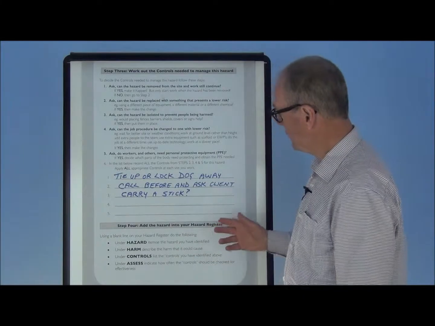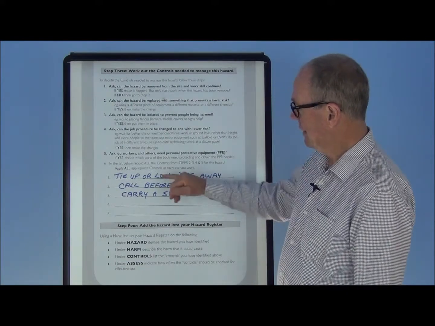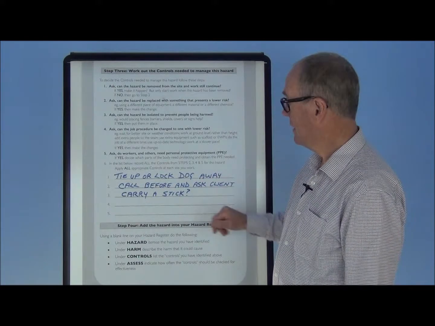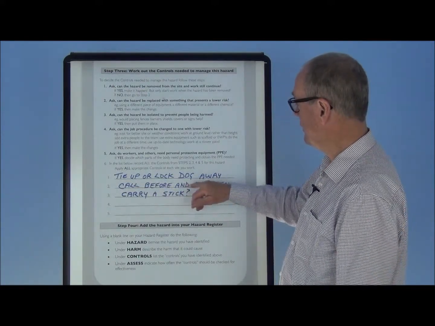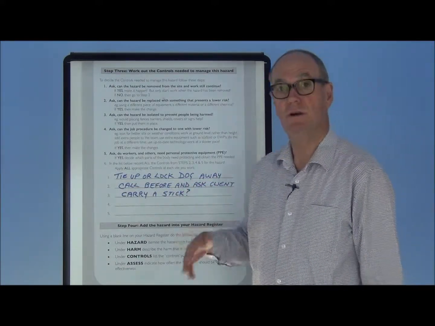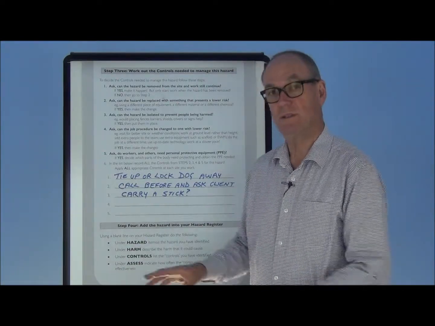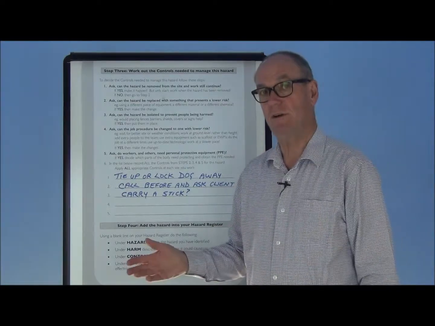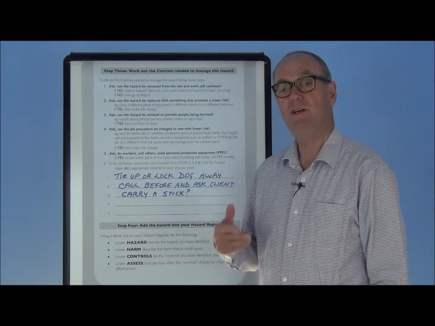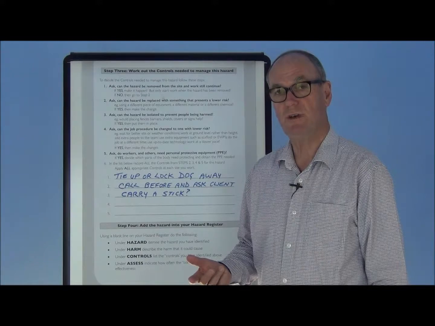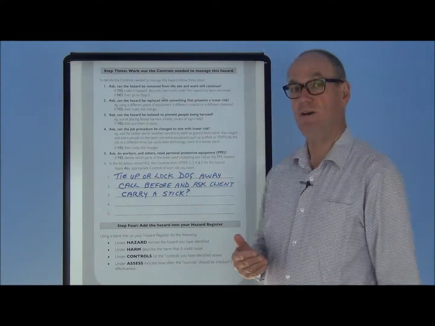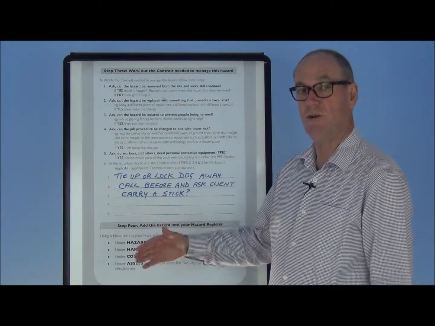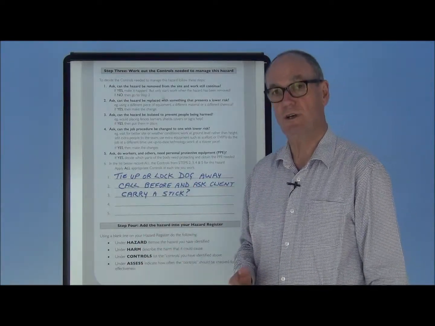So here we are, we've got them written in here, the controls now. The first control we're thinking about is having the dog tied up or locked away. The second one is calling the client before we get there and asking them to perform the securing of the dog. The third one there, perhaps carry a stick. I don't know how effective that one would be. But you see, in your procedure, then what you do is that you have a process whereby before you go to that client, you do give them a phone call and ask them to secure the dog away in a place so that you can work safely there.